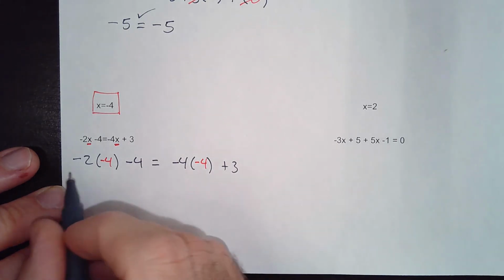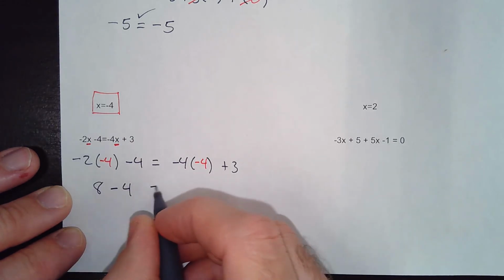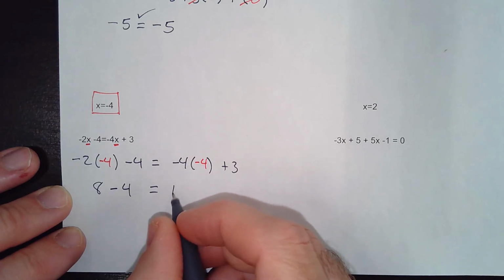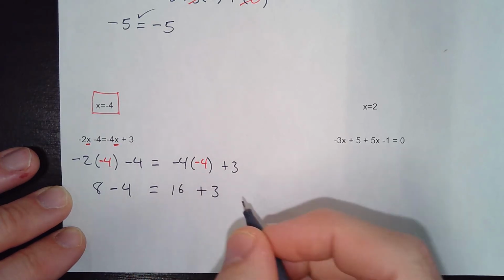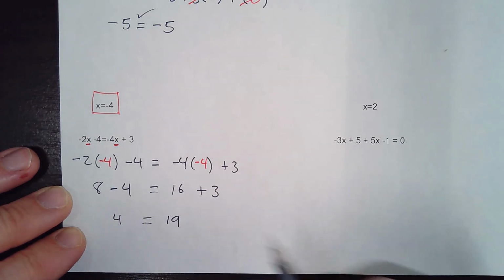A negative times a negative here is positive. 2 times 4 is 8. 8 minus 4 equals, negative times negative is positive, 4 times 4 is 16 plus 3. So here we get 4 equals 19. No, that is not true. 4 does not equal 19.